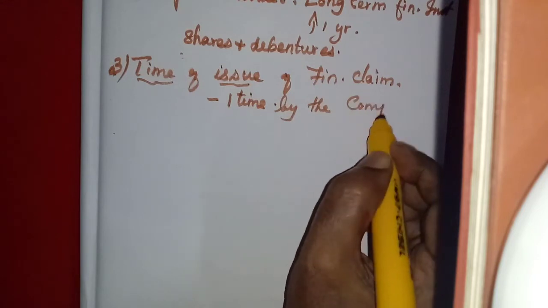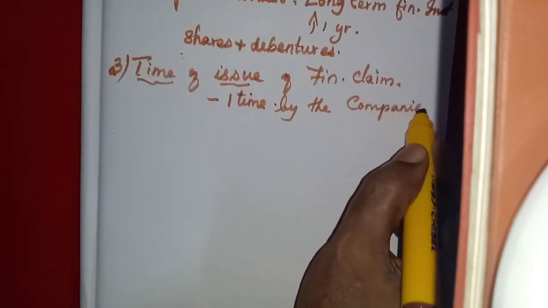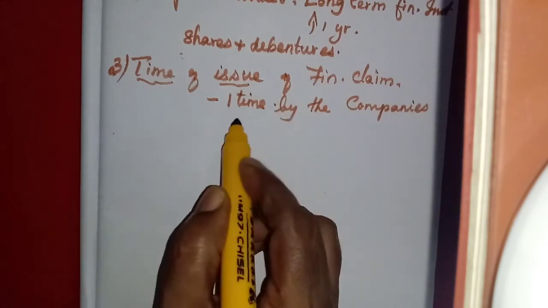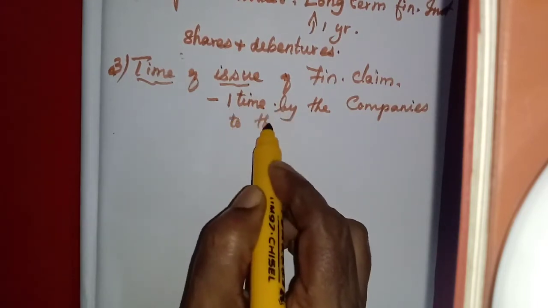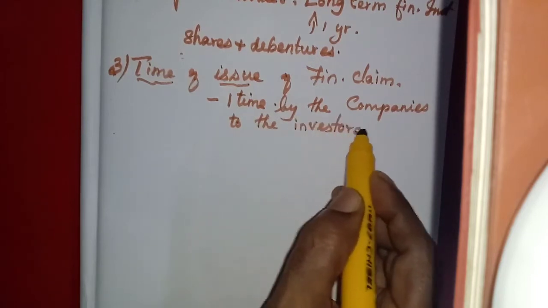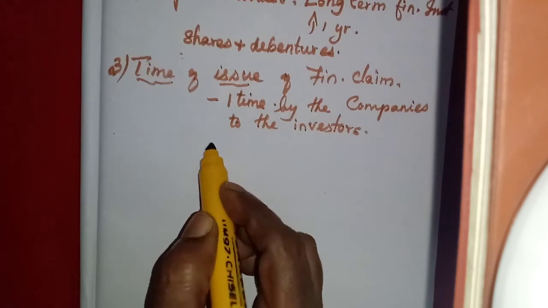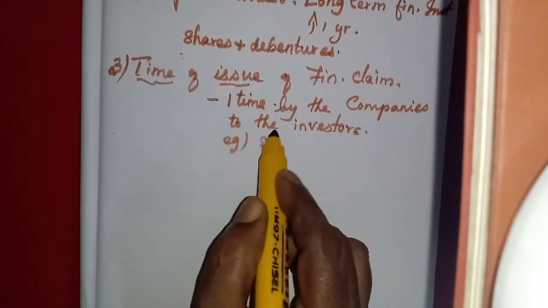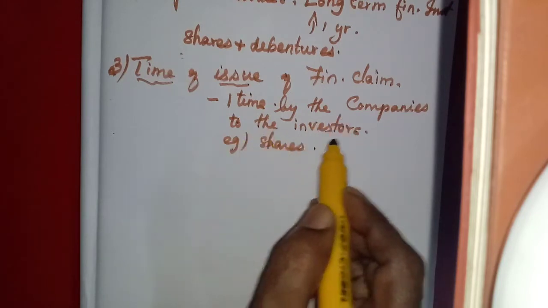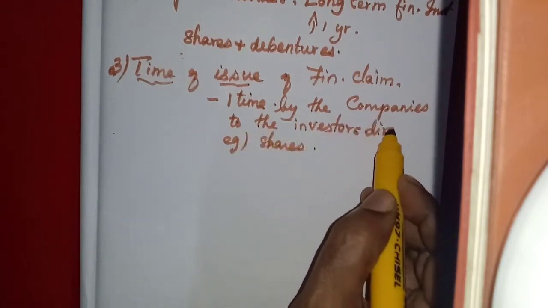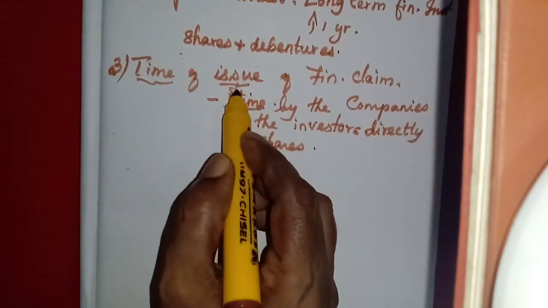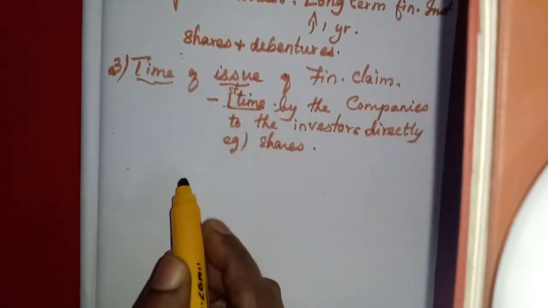Okay, by the companies. They will issue these securities for the first time to whom? To the investors directly. Okay, you can say example share. Okay, example we can tell shares. Because shares are issued by the companies to the investors directly for the first time. Okay, for the first time they are issued.